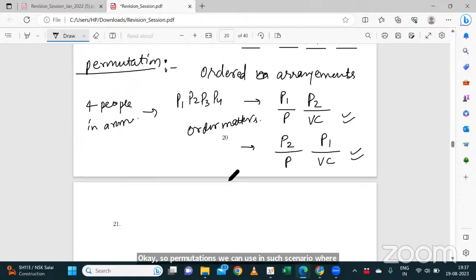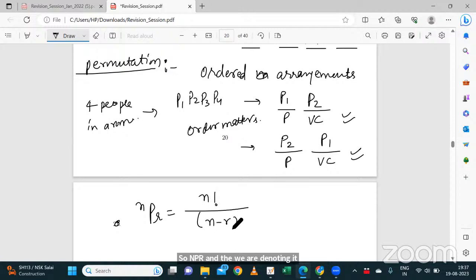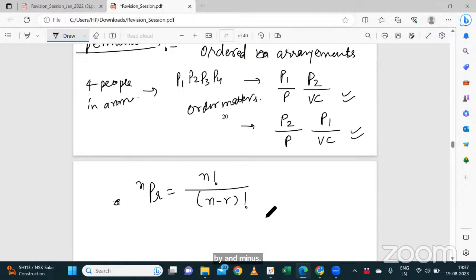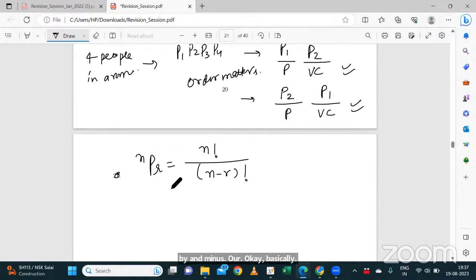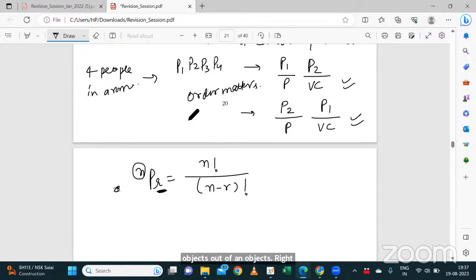Okay. And the formula for this is called nPr, which we denote as n factorial divided by n minus r factorial. How are we getting this nPr? Basically, we have to arrange r objects out of n objects. Here, we are arranging 2 people out of 4 people. So you will get 4 factorial divided by n minus r, 4 minus 2, which is 2 factorial.